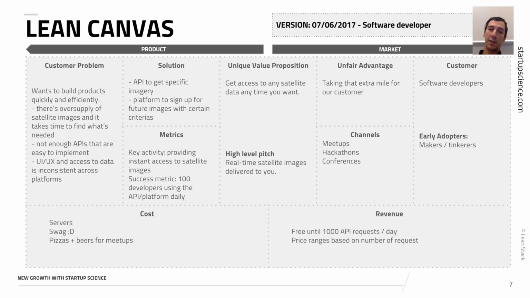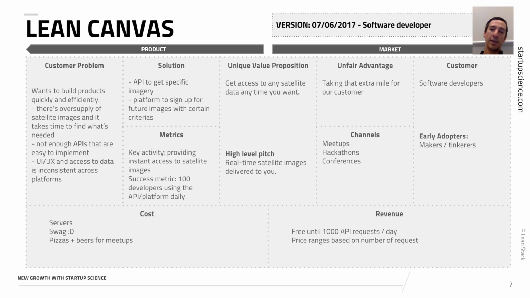And the user interface to access this information is very inconsistent. Different product, different interface. So we would just bring this together. Our solution would be to create a centralized API to get specific imagery. They can sign up for future images, so they can just set the time, they can set the GPS location. And our unique value proposition is to get access to any satellite data anytime you want.